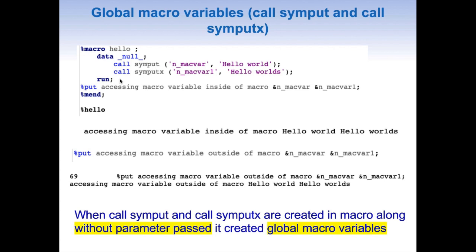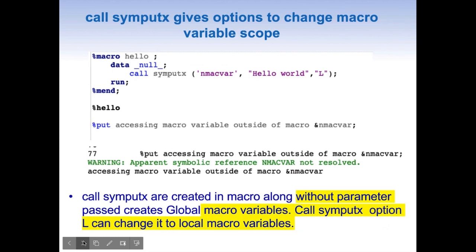If it creates global macro variables, how can we make them local macro variables? That is very simple. All you need to do is use a %local. We have discussed %local before. Now I would like to show you something different. Call symputx allows one more argument, that is, it can have three arguments. The first argument is the macro variable name, the second argument is the macro variable value, and the third argument is the scope of the macro variable.